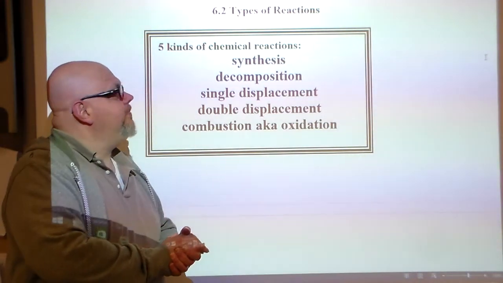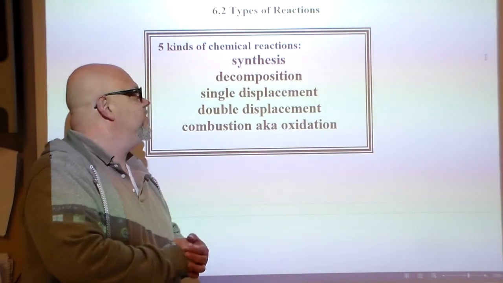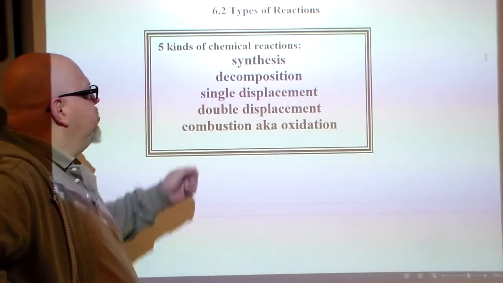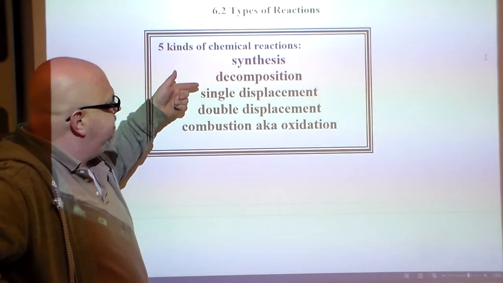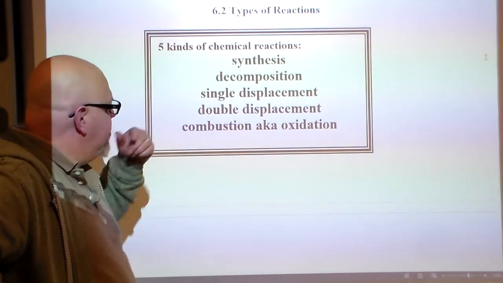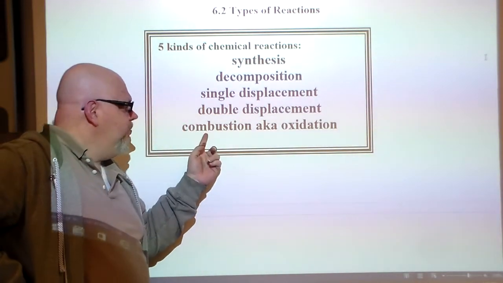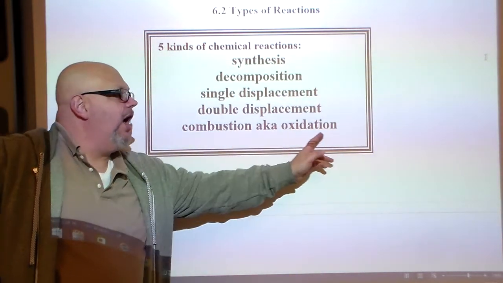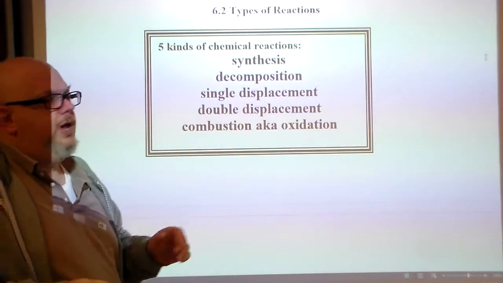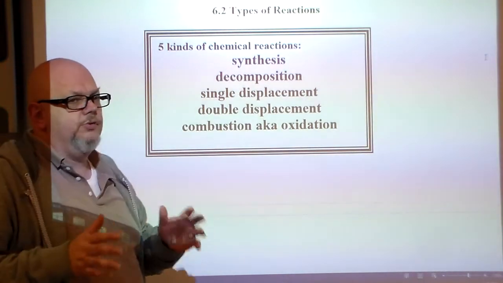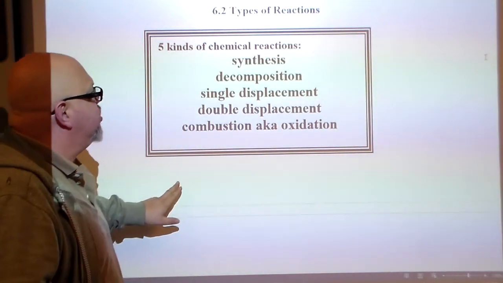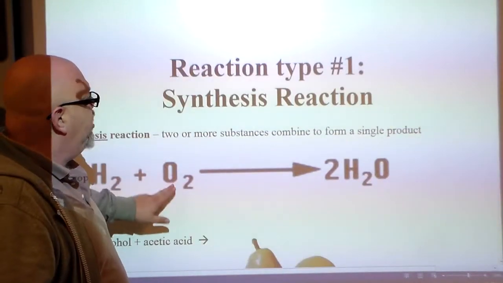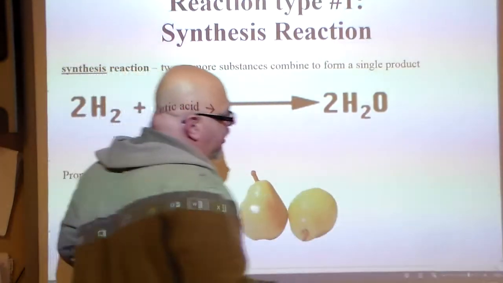So, types of reactions, this is in chapter 6.2. Basically, there are 5 different kinds of chemical reactions: synthesis, decomposition, single displacement, double displacement, and combustion, also known as oxidation reactions. So we're going to look at those 5 kinds. How do we distinguish them?